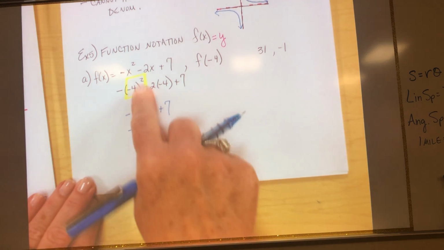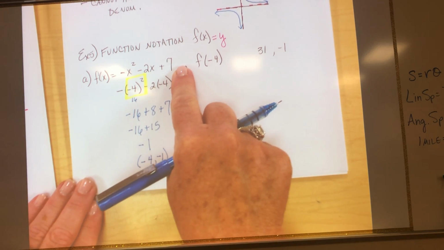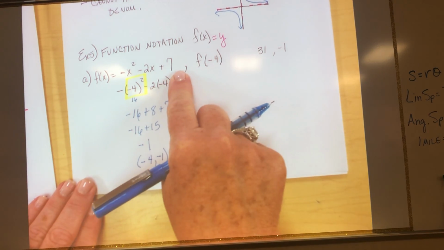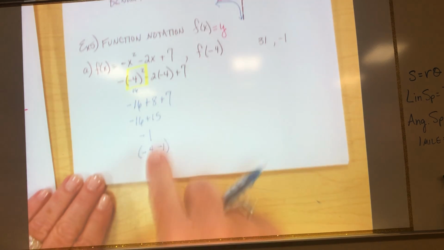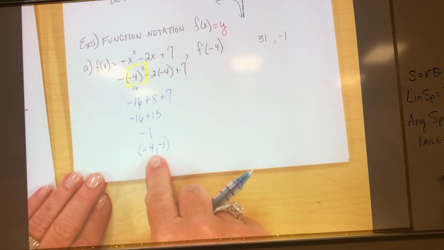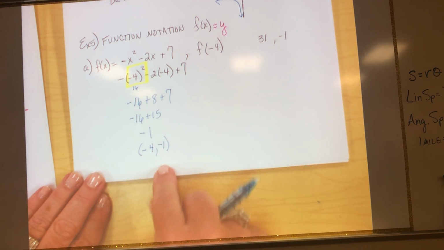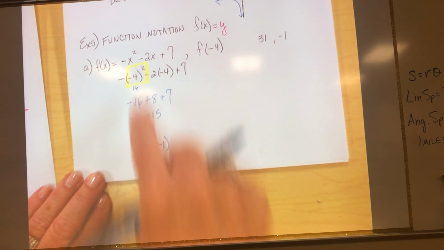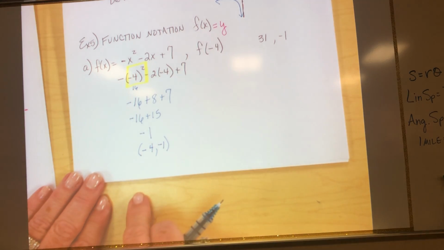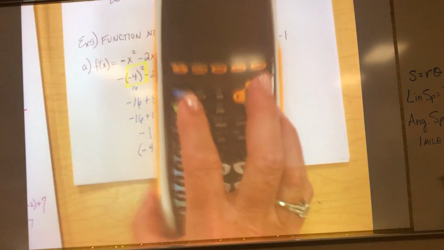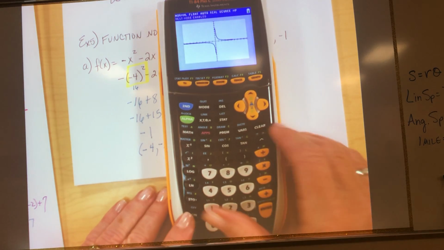What does that mean with respect to this equation right here? Well, it means that if I graphed this equation on my calculator, this point would be on that graph. It's a solution to that equation. Okay? See, watch. I'll show you really quick and then we're going to move on.